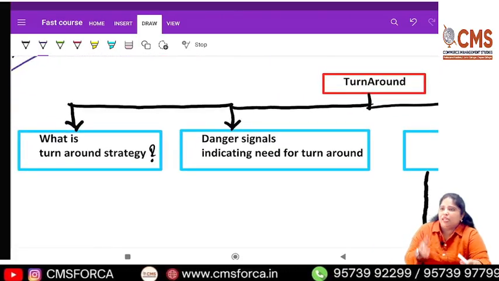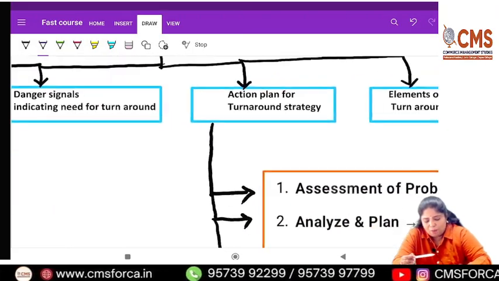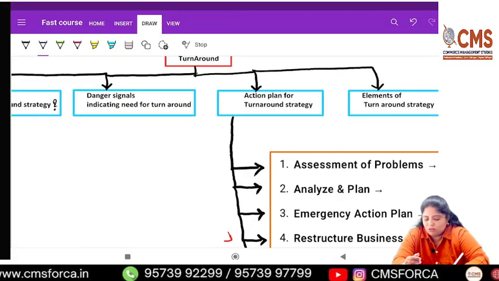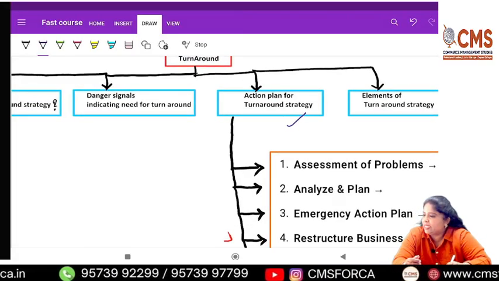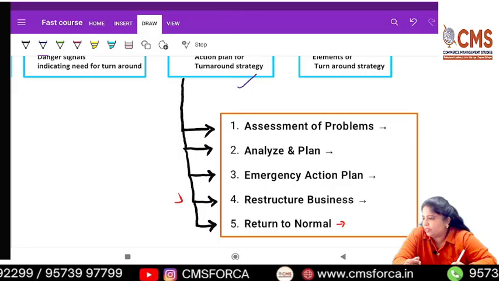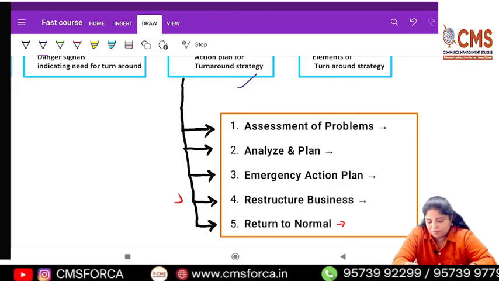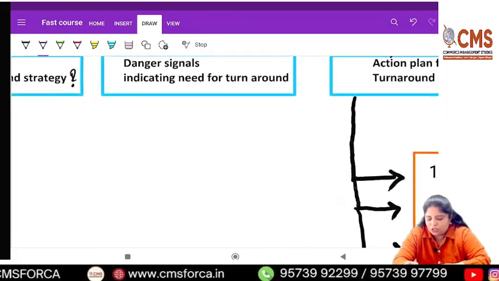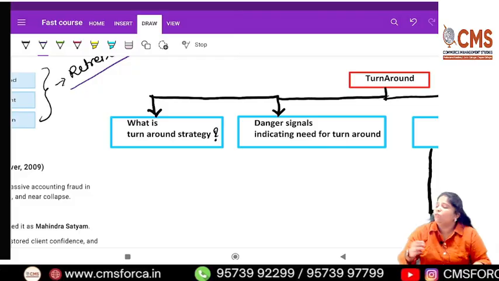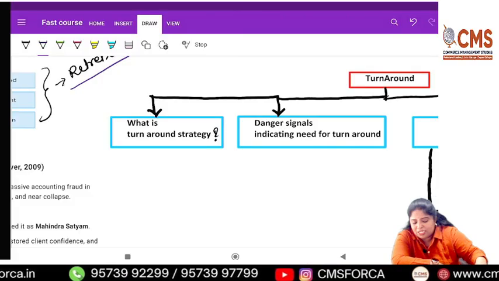Now, in your most recent attempt, they have asked you about the action plan for turnaround strategy. You see a question on this. Exactly, you need to write all the steps of turnaround strategy. This is the question seen in the January attempt. So let's talk about what a turnaround strategy is first. So what do you mean by a turnaround strategy?